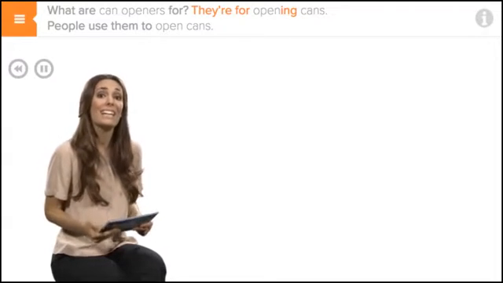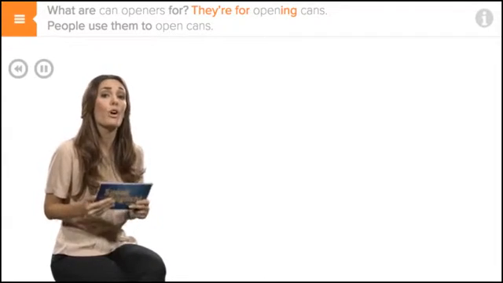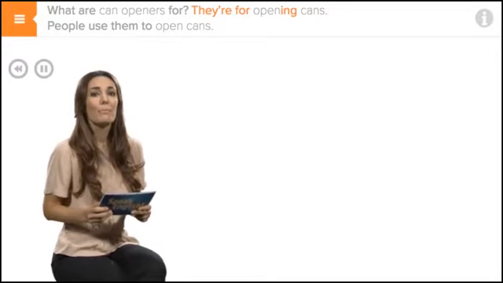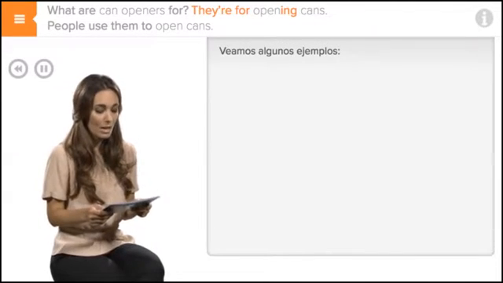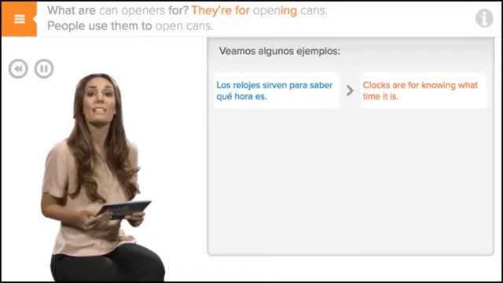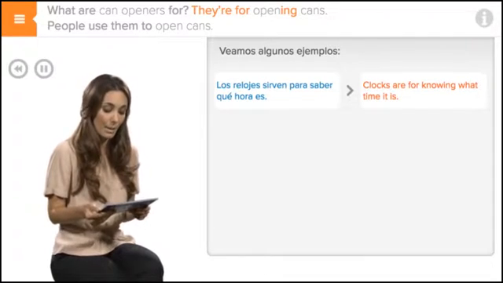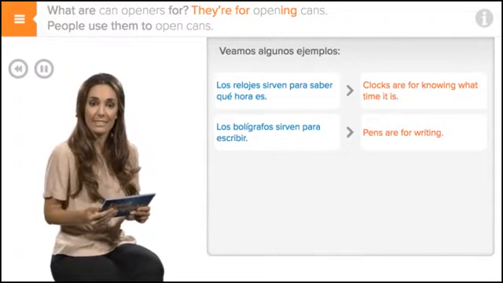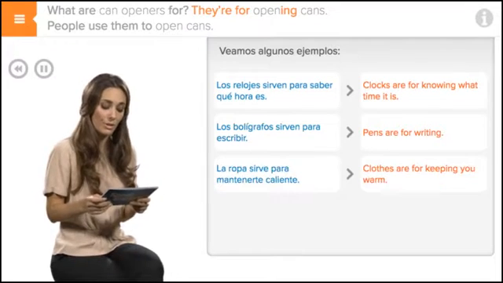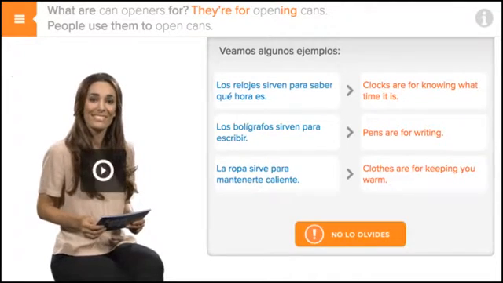Claro que un británico diría tin openers are for opening tins. Veamos 3 ejemplos más. Clocks are for knowing what time it is. Pens are for writing. Clothes are for keeping you warm.